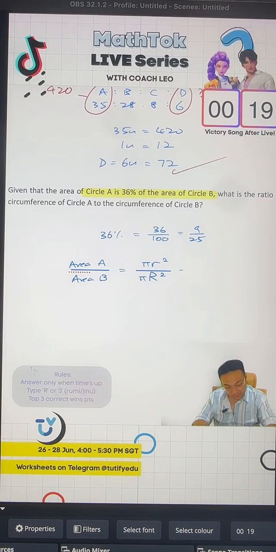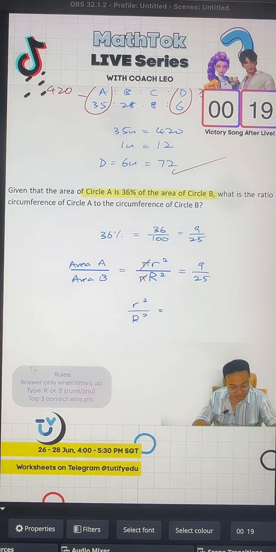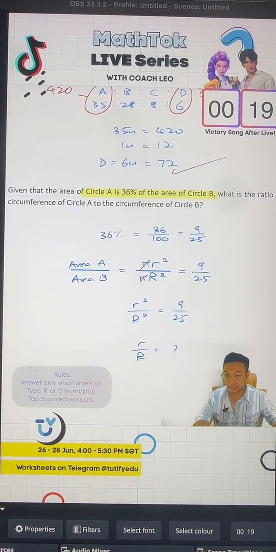The formula to find area of the circle is pi r squared. And what did the question say? It is 36% of circle B. And we know that 36% is 9 out of 25. So we're going to say that this is 9 out of 25. And of course, students, you can just cancel away the pi. Pi divided by pi is just 1. So now what can we tell? Now you can tell that r to the power of 2 out of R to the power of 2 equals 9 over 25. So are you able to find what is r over big R? I'm sure you can, right?